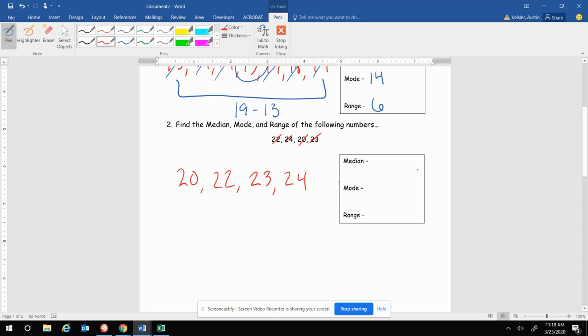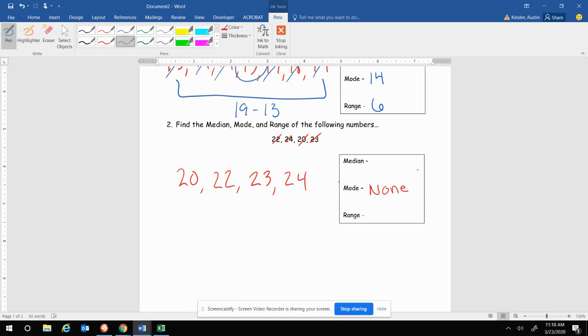The mode, again, that's the easiest one. But if you look at this, I don't have any numbers that occur more than once. Every number just occurs one time. So there is no mode on this. There's no number that occurs the most. So I'm literally over here next to mode. I'm just going to write none because none of them occur more than one time.